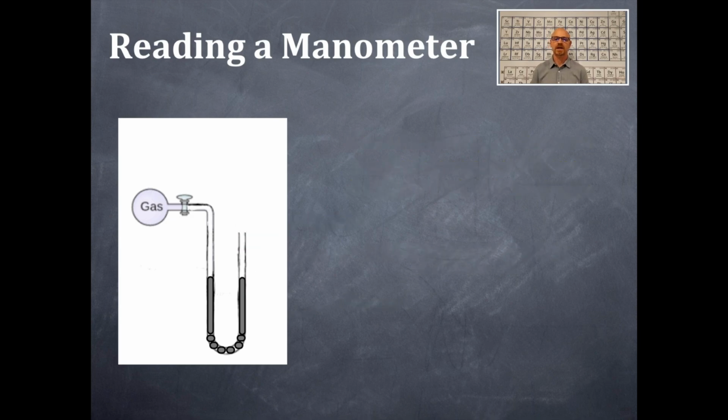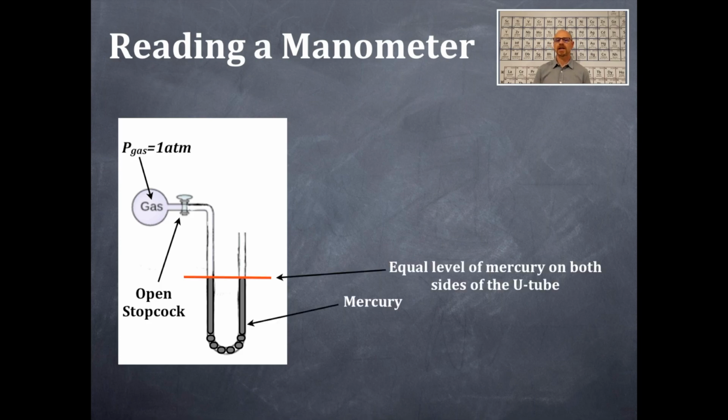Let's do another example. So an open stopcock again, just like we had before. We have 1 atmosphere pressure of gas inside the round bottom flask. There's mercury. You should see that the levels of mercury are equal on the U-tube on both right and left hand side. What's different in this example is that there's an open end at the U-tube, so it's open to the atmosphere, so atmospheric pressure is pushing on there.